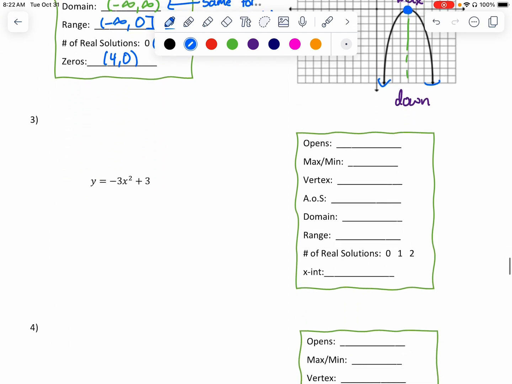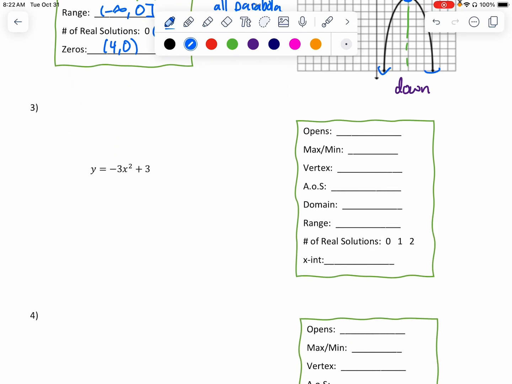So the next two, they didn't give us a graph. Let's see how much of this we can figure out without a graph at all. First thing is asking how it opens. Remember the a, what's in front tells me how it opens. Because that's a negative, that means it opens down. So right away, I know it's going to open down. And if the graph opens down, I know the point at the top is going to have to be a maximum. But where is that maximum?